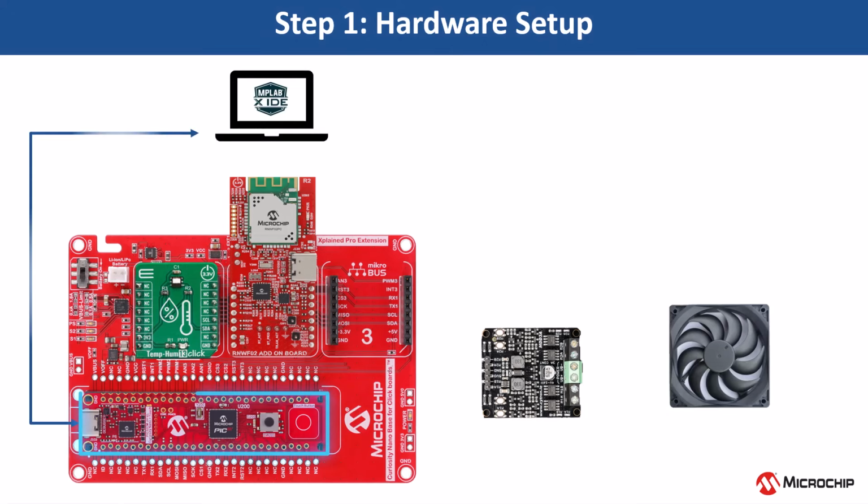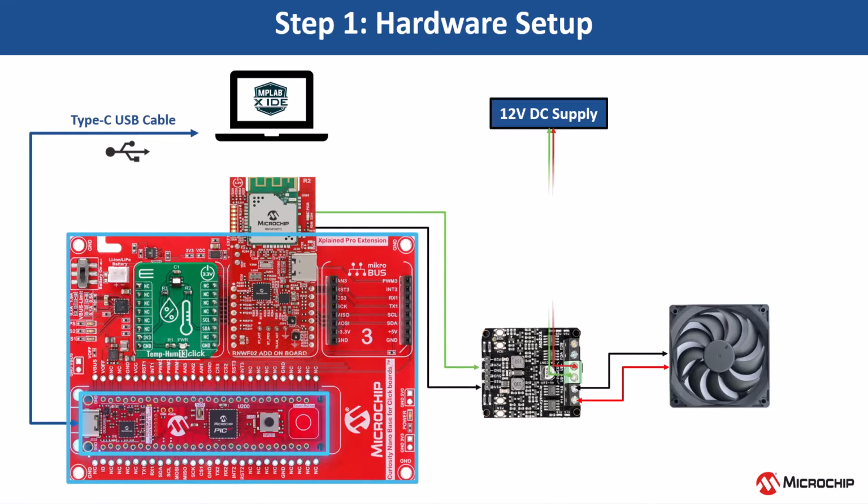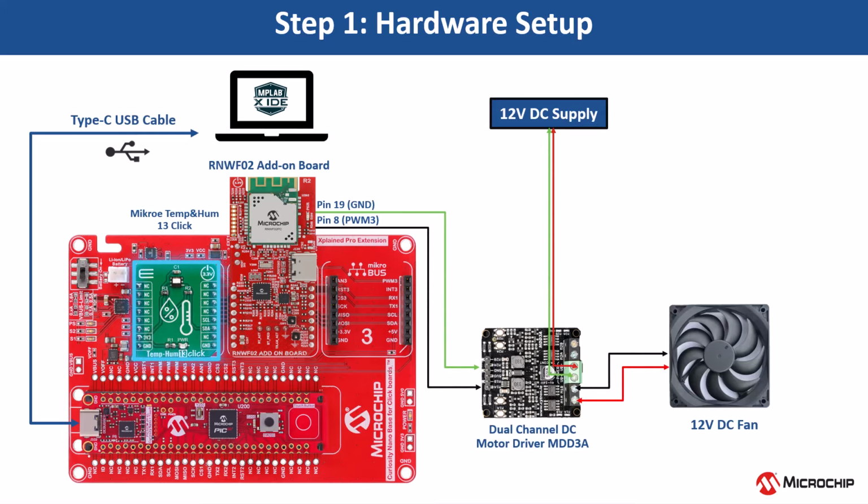Mount the PIC32CM JH value line kit on the Curiosity Nano baseboard. Mount the temperature and humidity 13-click on the Microe socket 1 connector of the baseboard. Plug the R&WF Wi-Fi board on the Microe socket 2. Connect the PIC32CM JH value line kit to the host PC using a USB Type-C cable.